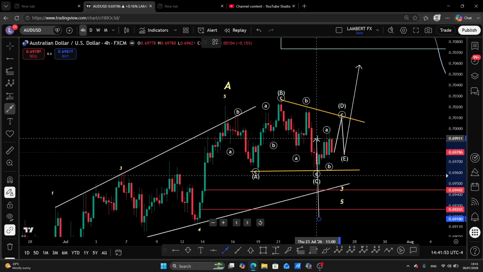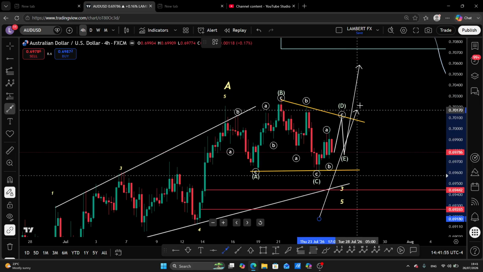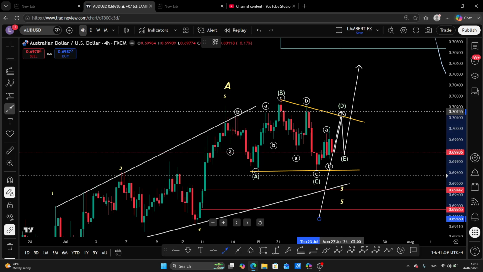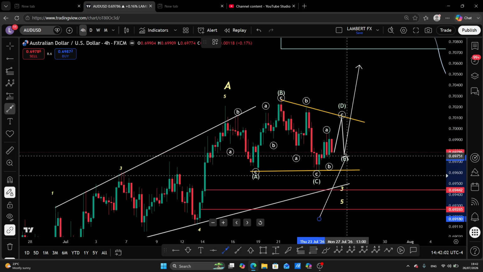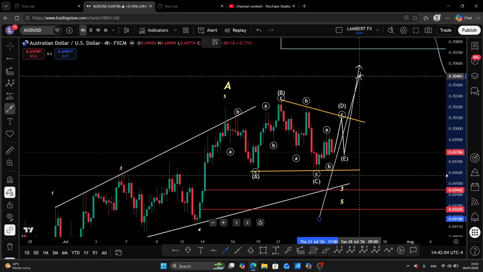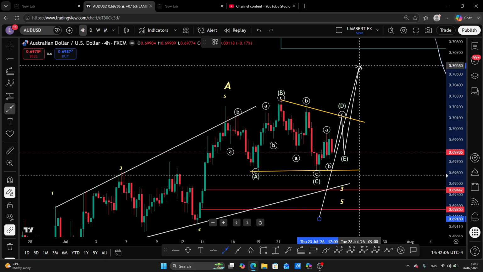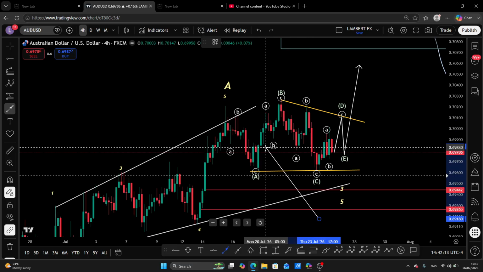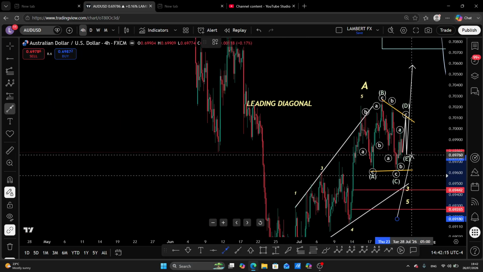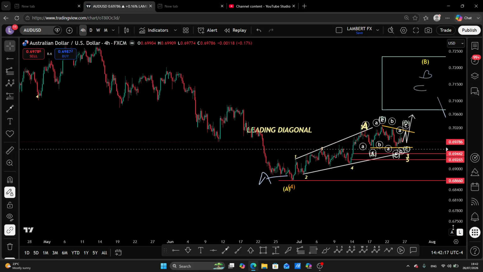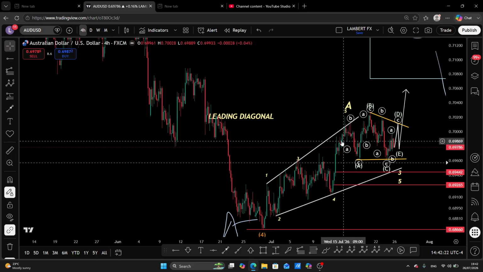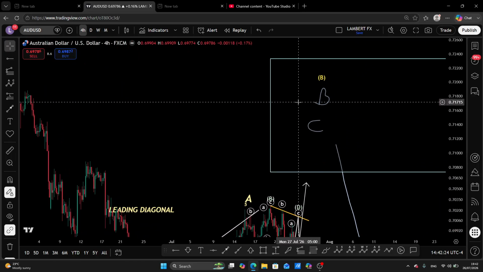So this here is a triangle. We need to see the D, and then we need to see the E before we push up for a B before rally down for C. So what am I saying? Hold on one second, just before I give you wrong information. Yeah, that's correct. We need to push up for B.